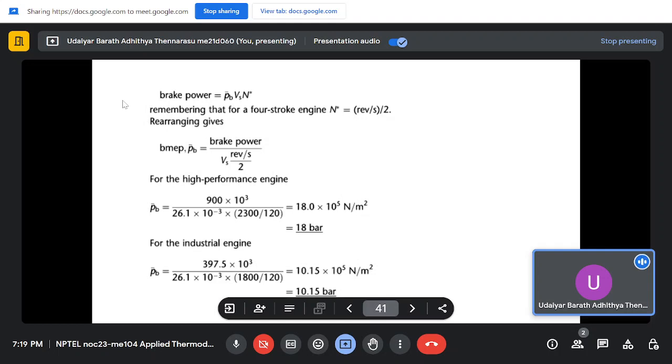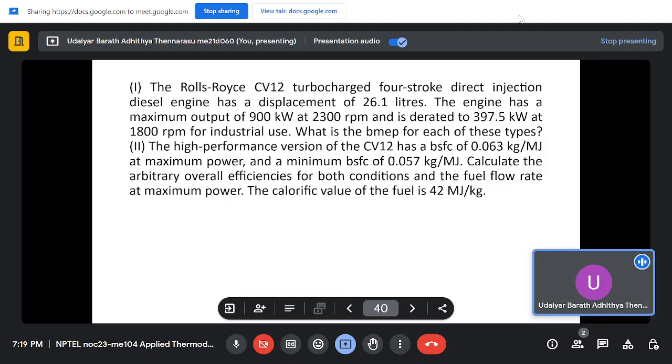The first question is to calculate the brake mean effective pressure. So brake power is brake mean effective pressure into displacement volume into N. So N is in revolution per second divided by 2 because 4-stroke engine. So rearranging this will give me brake power divided by displacement volume into the N. So substituting this brake power for first case 900 kilowatt and 2300 rpm. So 900 into 10 power 3 to convert it into watts divided by 26.1 in 10 power minus 3 because 26.1 liter engine.